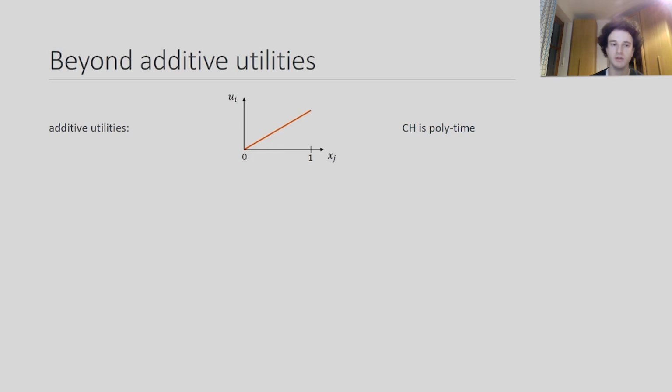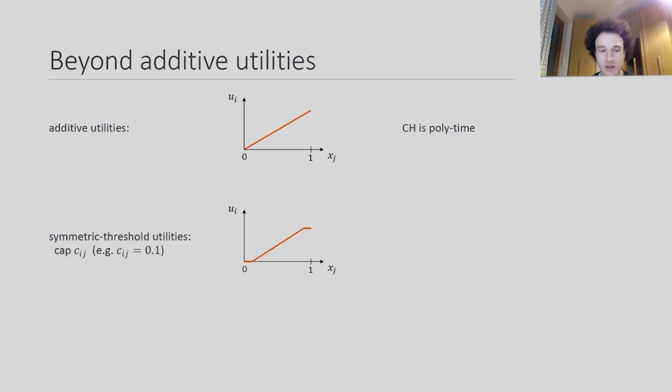And as we saw on the previous slide, for these kinds of utilities the consensus halving problem can be solved in polynomial time. So what we do next is we consider slightly more general utilities, actually the simplest more general version that we could think of, which are what we call symmetric threshold utilities. So what are these utilities?